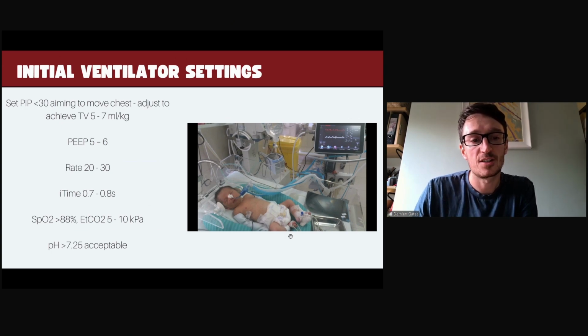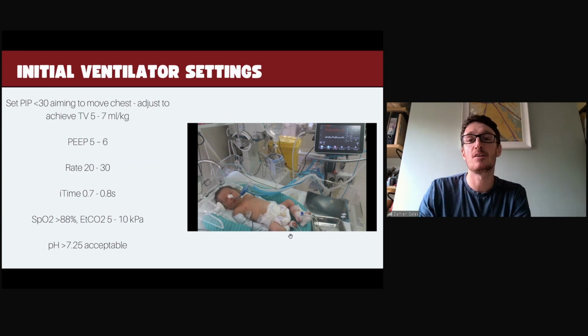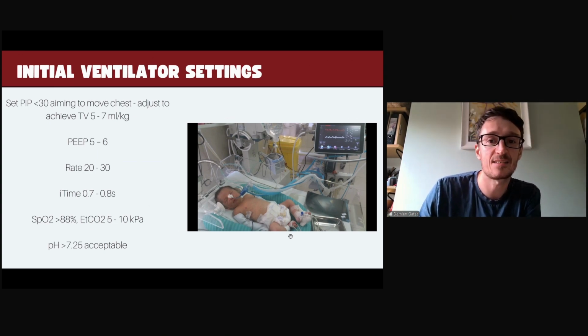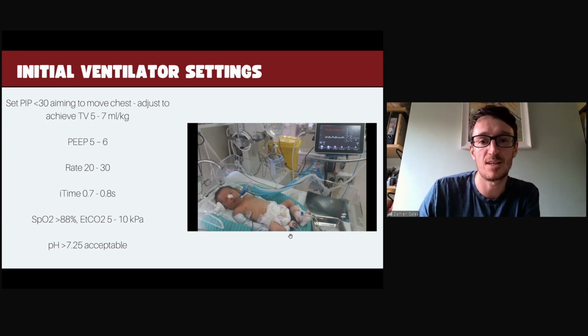Aim for oxygen saturations over 88% and your end tidal CO2 between 5 and 10. And if your pH is over 7.25, that's probably okay. You probably don't need to thrash these lungs. There is a risk of ARDS with children with bronchiolitis. There is a risk of gas trapping with a concurrent risk of pneumothorax. So try not to thrash the lungs too hard, and try to accept a bit of relative hypoxemia, a bit of relative hypercarbia.